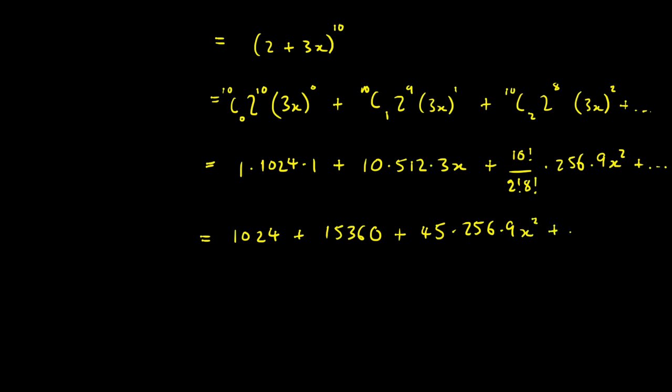Now, I think that last term is just a little bit too ridiculous to do in my head. But if your calculator didn't work, then what could you do? You could just do it with long multiplication. And if I do that, I get 103,680. I think that's it. 103,680x squared. Sorry, I missed out the x there, didn't I? That was a bit naughty. Okay, so I think that should be all of our terms.